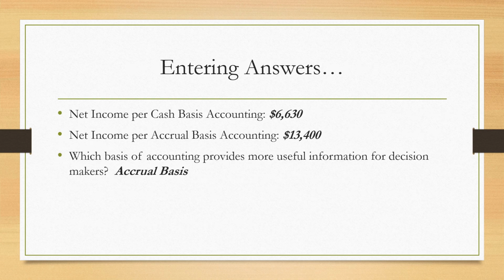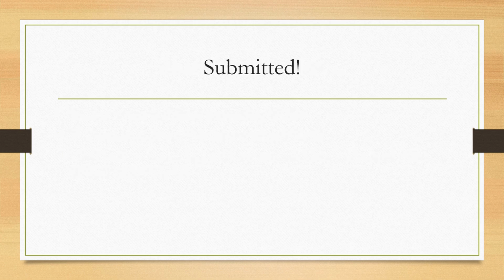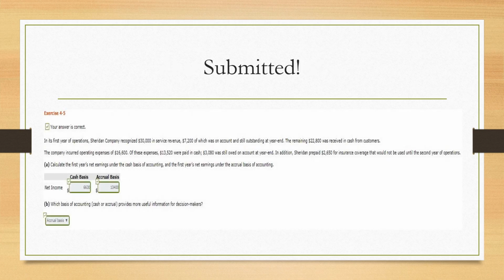So going back to our answers for both parts A and B, our net income per cash basis accounting was $6,630. Net income per accrual basis accounting was $13,400, and accrual basis accounting was the more useful source of information for decision makers. So we're going to submit those answers, and we got the right answers. $6,630 for cash basis net income, $13,400 for accrual basis, and accrual basis being the more useful for decision makers.